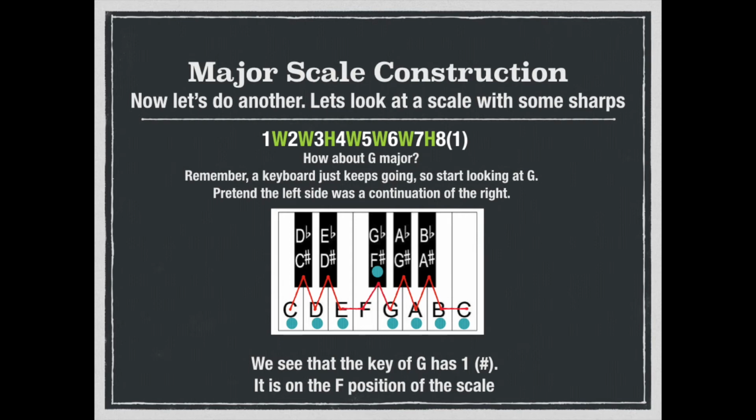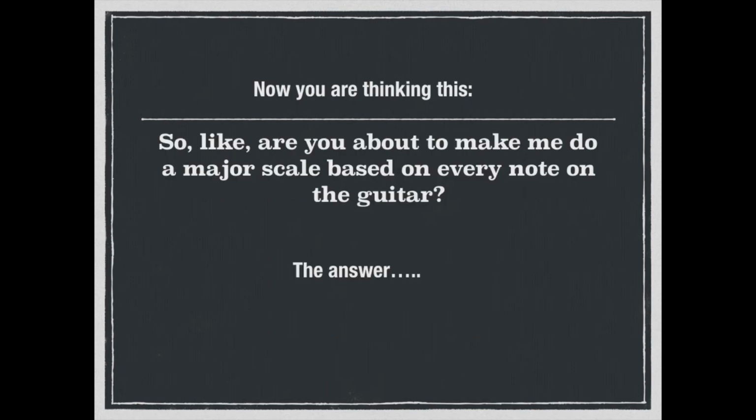We see that the key of G has 1 sharp, and it is in the F position of the scale. Each letter has a position in the scale because, like we said earlier, every letter is there and every letter is there only once. And so each letter has a position in a major scale, and it can either be natural, sharp, or flat. In the key of G, the F is sharp, and that is the only letter that is not natural. So now you're thinking this.